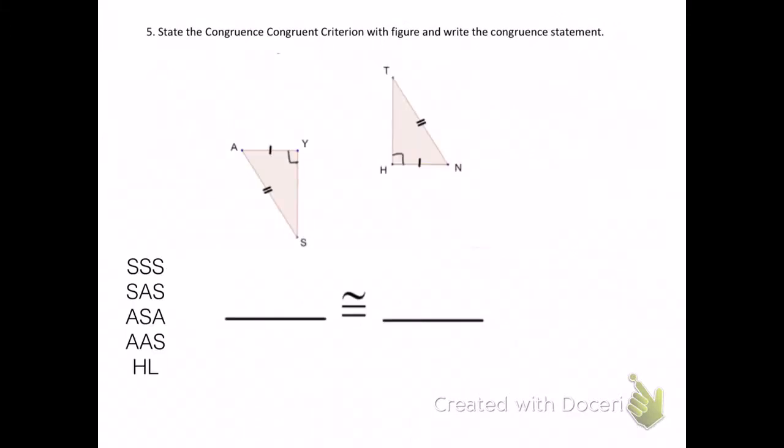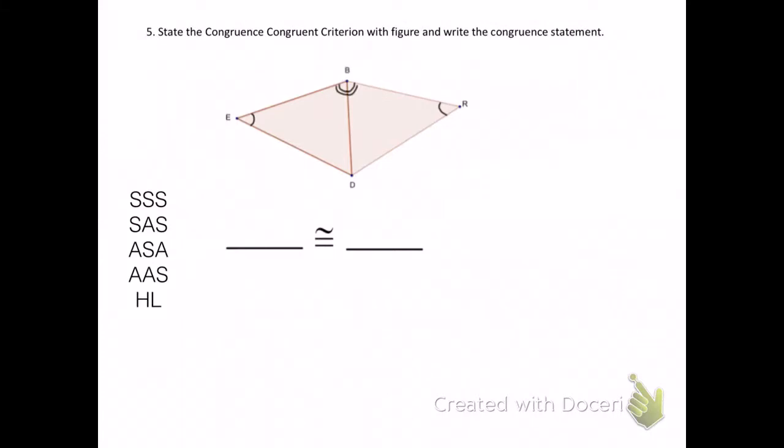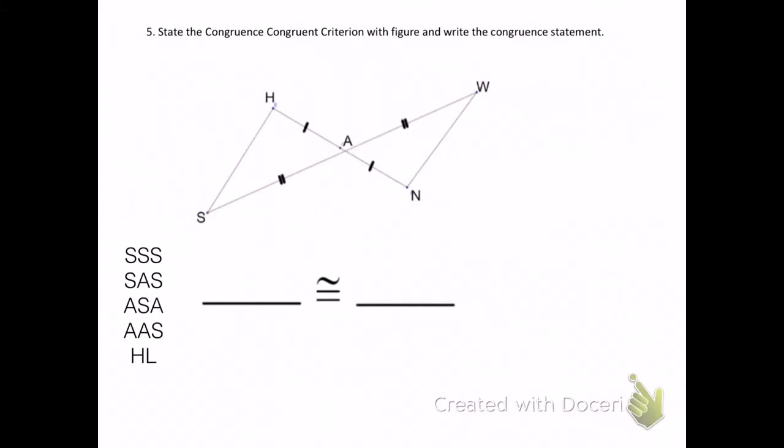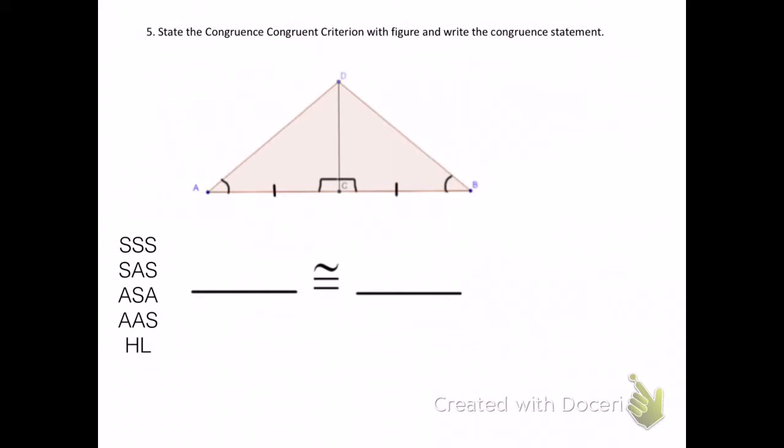You try this one. Label the marks and determine why the triangles are congruent. Make sure you identify the side in the middle. Again, state the congruence criterion. And this time you want to make sure you label your vertical angles in the middle. And finally, again, identify the congruence criterion, label the marks, and you might need to label the side in the middle.